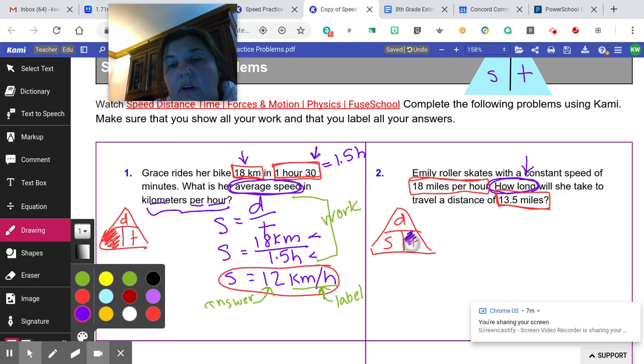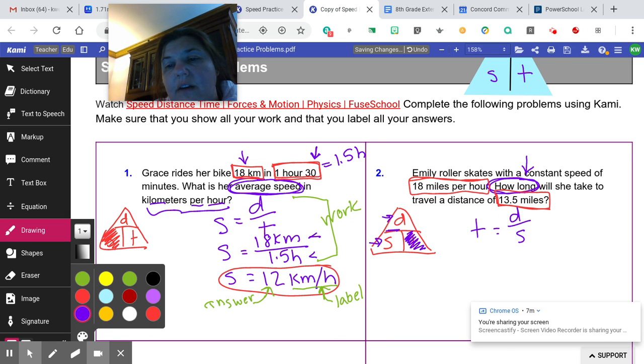So I'm going to go ahead and cross out time. And that leaves us with distance and speed. And distance is over speed, so time is equal to distance over speed.